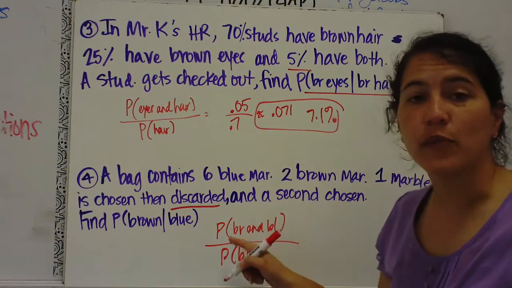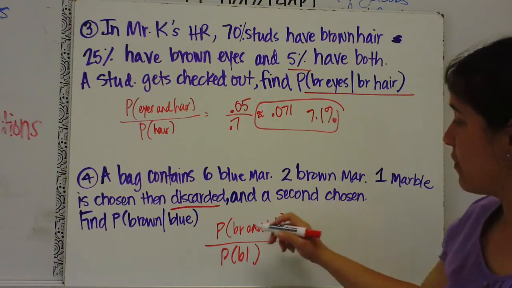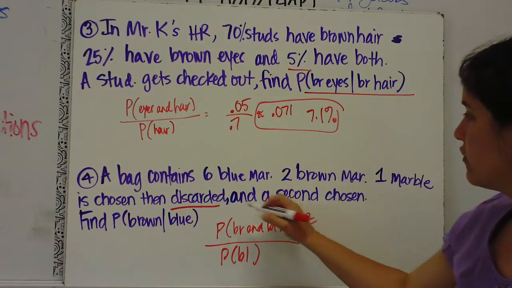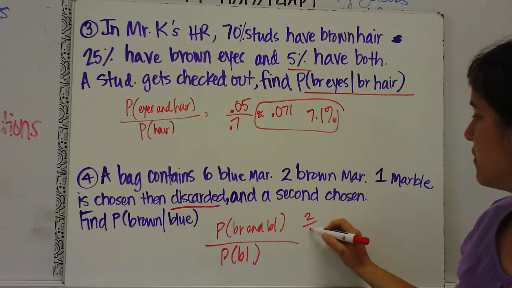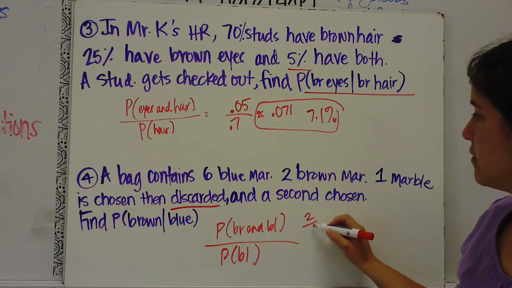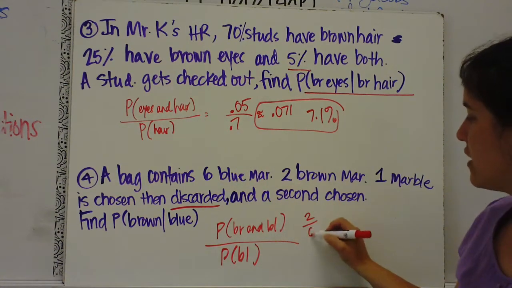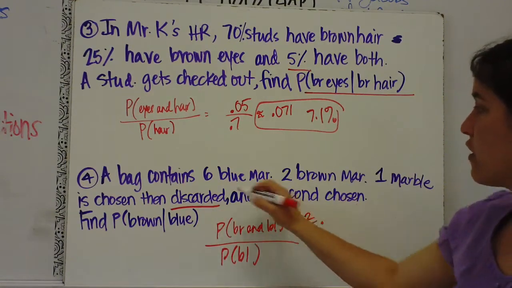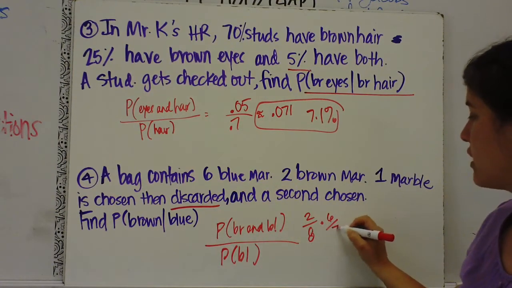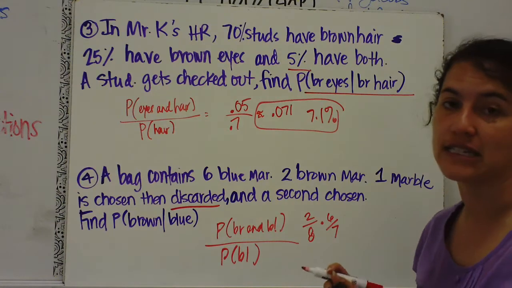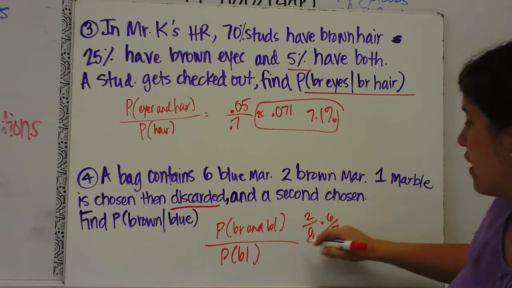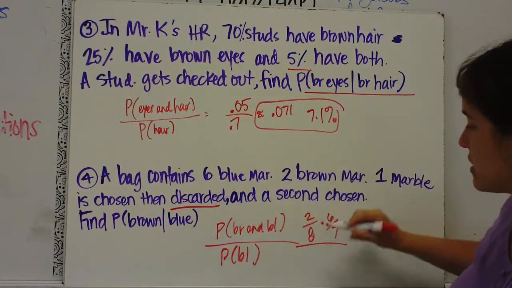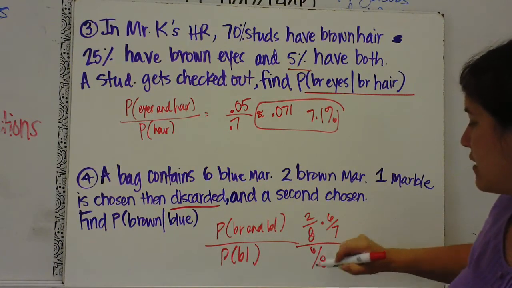To find the probability of brown and blue, we need to find the probability of brown is 2 out of 6 plus 2 is 8. And then the probability of blue, now remember it's discarded, so there are 6 blue, but now there's only 7 left because it's discarded. Divided by the probability of just blue, so there are 6 out of 8.